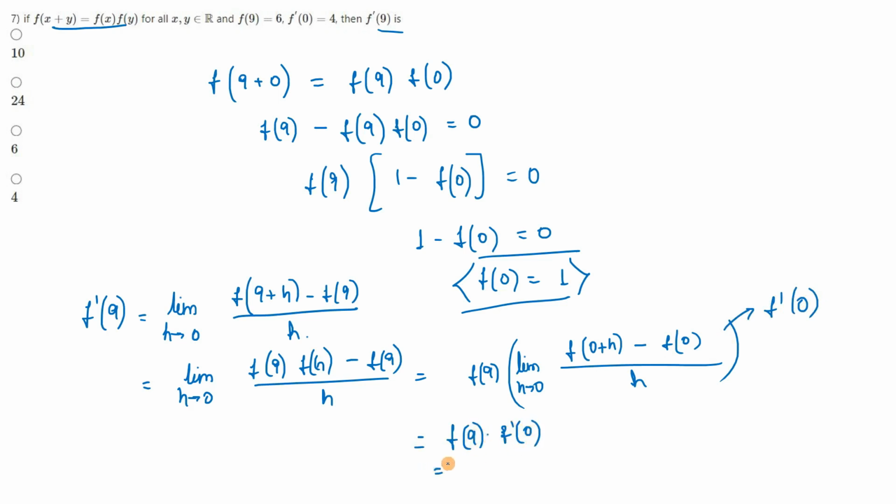F of 9 is given by 6 and f dash of 0 is given by 4. Therefore f dash of 9 is equal to 6 times 4, which is 24. So this is the answer.